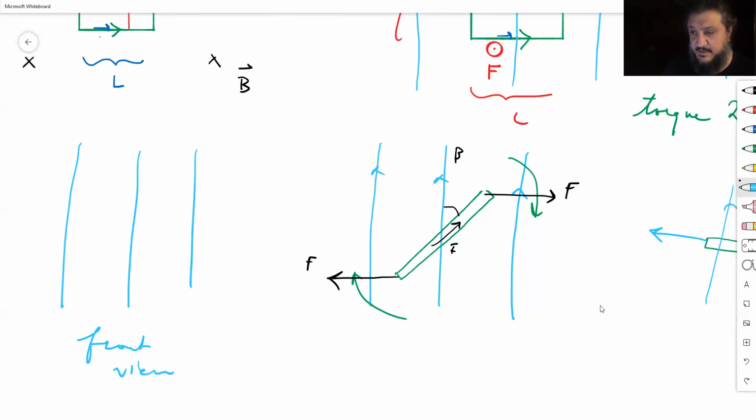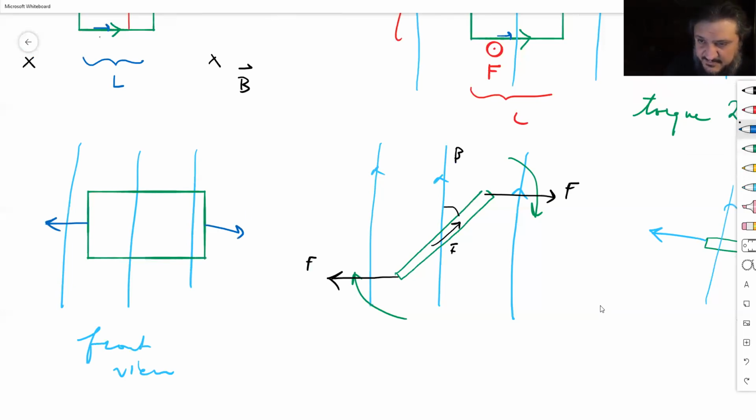Front view for this one, this part, where you have some rotation between 0 and 90 degrees. In that case, your square looks like a rectangle because there's rotation, right? So what you have now is forces to the right and to the left, besides the other forces which are rotating them, into the page and coming out of the page.